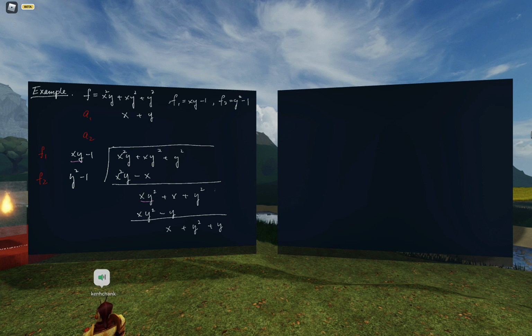Well, you guys can keep a tab of this, right? The minus y. Yeah, you're right. So minus, that's why it's a plus on the next line. Okay, so now we're in a state where we try to eliminate the leading term.